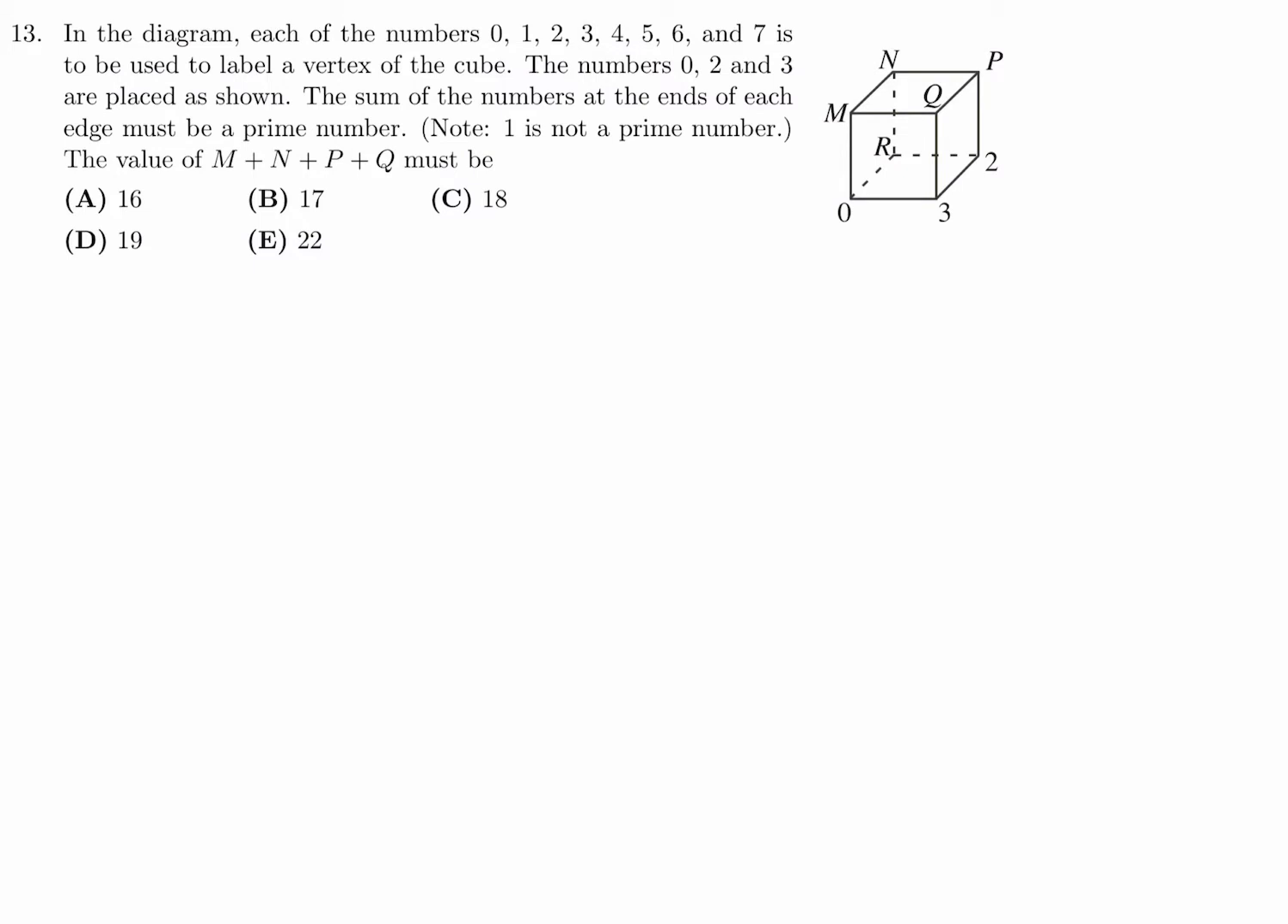In the diagram, each of the numbers 0 through 7 is to be used to label a vertex of the cube. The numbers 0, 2, and 3 are placed as shown. The sum of the numbers at the ends of each edge must be a prime number. Note, 1 is not a prime number. The value of m plus p plus q must be?